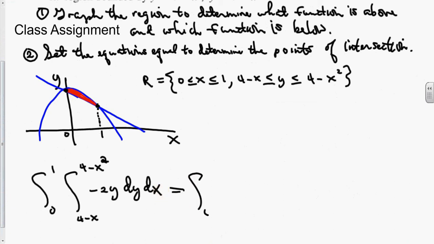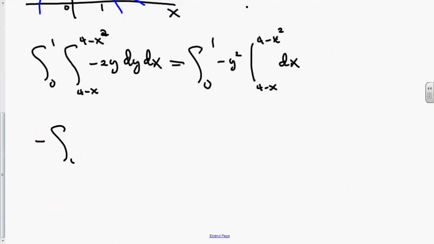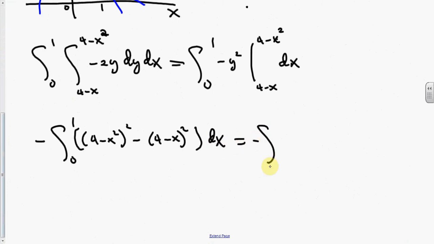So this is the integral from 0 to 1. We integrate with respect to y. Negative 2y squared divided by 2 is just negative y squared, evaluated from 4 minus x to 4 minus x squared. Let's put the negative out in front: the integral from 0 to 1 of (4 minus x squared) squared minus (4 minus x) squared dx.